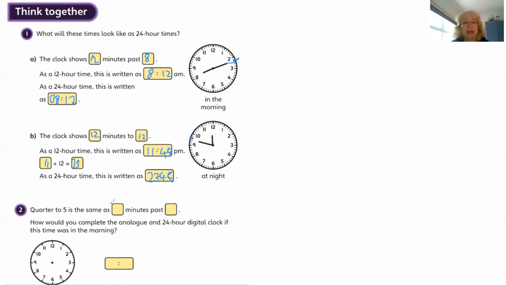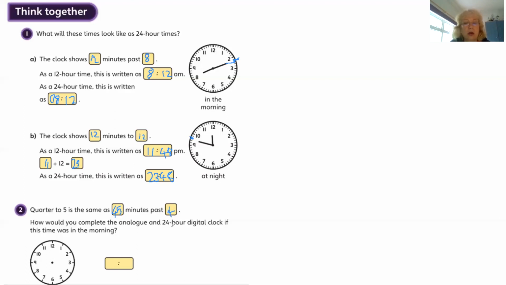Right, let's look at question 2. 4:45 is the same as so many minutes past. So 4:45 is 15 minutes to the hour. So if we think an hour is 60 and we take away 15 minutes, it's 45 minutes. So we'd write that as 45 minutes past. And if it's 4:45, it's going to be 45 minutes past 4. Okay, so we would write that.